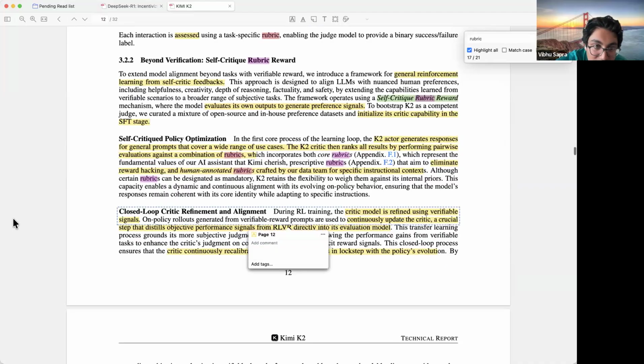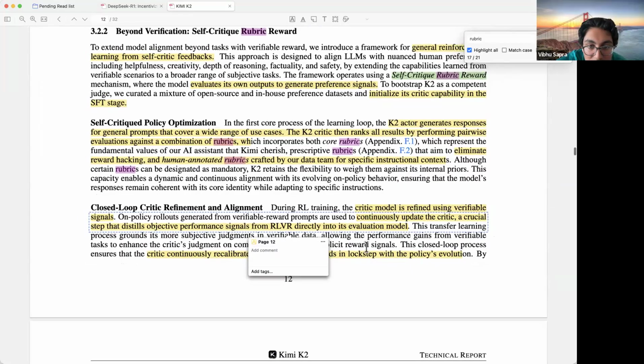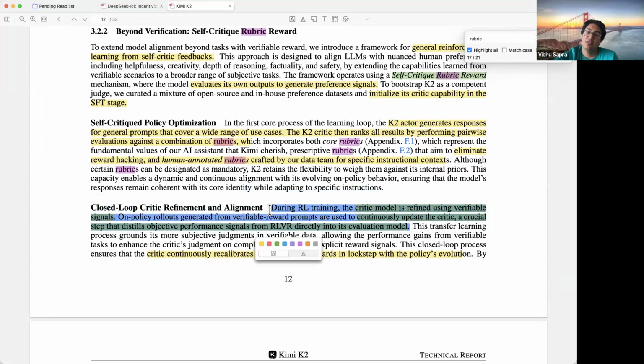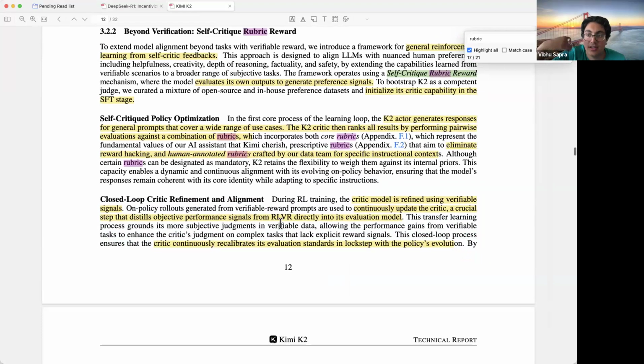Our critique model is refined using verifiable signals. On-policy rollouts generated from verifiable rewards continuously update the critic, a crucial step that distills objective performance signals from RLVR directly. They even talk about this in the infrastructure section, about moving these weights. This closed loop process ensures that the critique continuously recalibrates its evaluation standards in lockstep with policy evaluation. So this is like what Eugene was saying, right? This closed loop stuff lets you do RL on verifiable rewards. Basically, you have a good rubric and you iteratively get better.